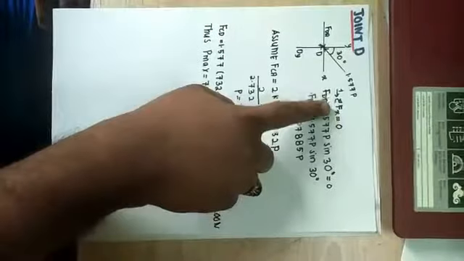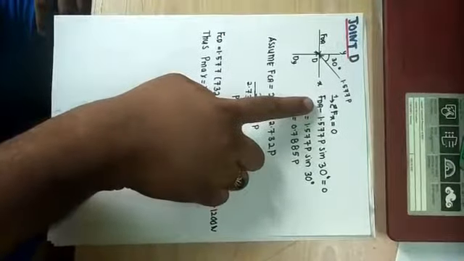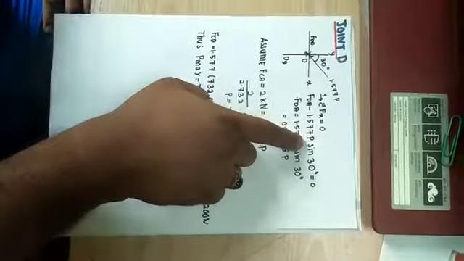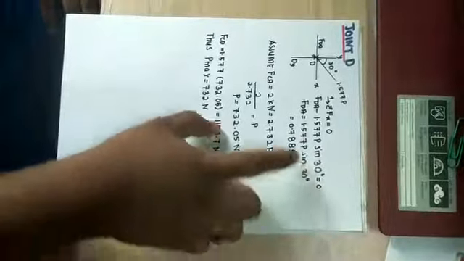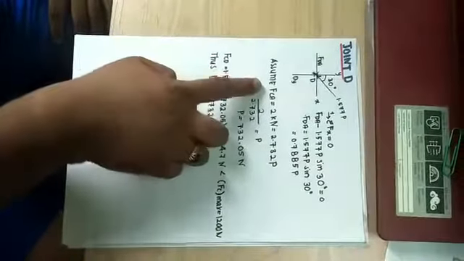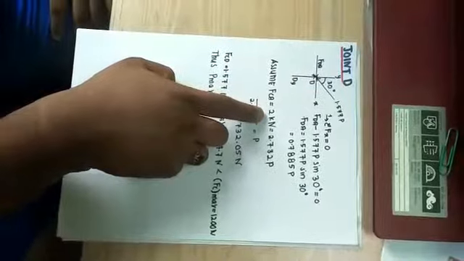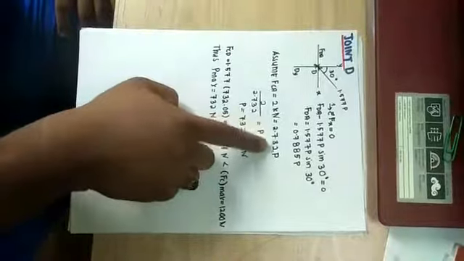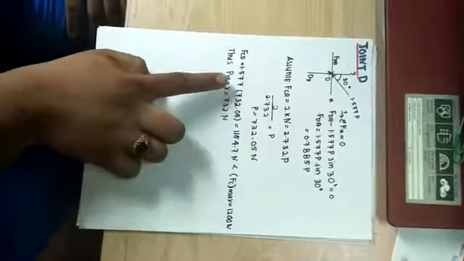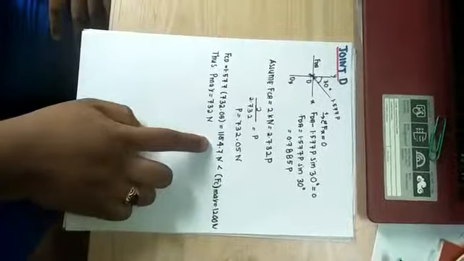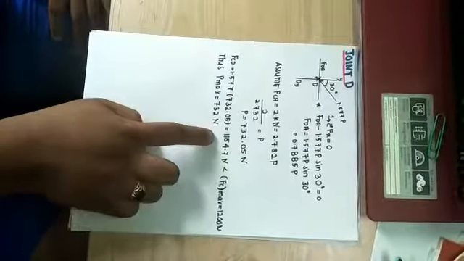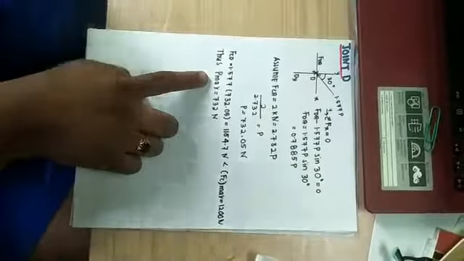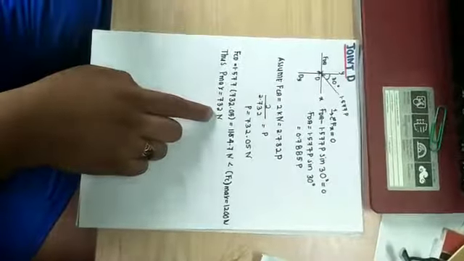Summation of x is equal to 0. So it's equal to FDA minus 1.577 P sine 30 is equal to 0. So we get this answer. Then we can assume that FCA is 2 kN because it is stated in the question just now. So we do the normal calculation, and then we get the magnitude for joint D. So the P max is equal to 732 N.